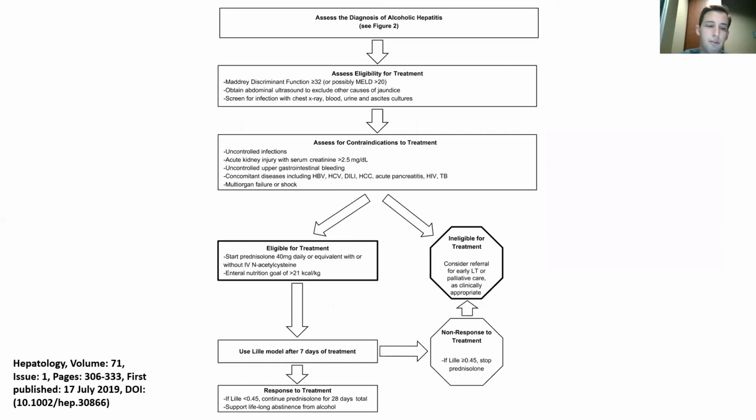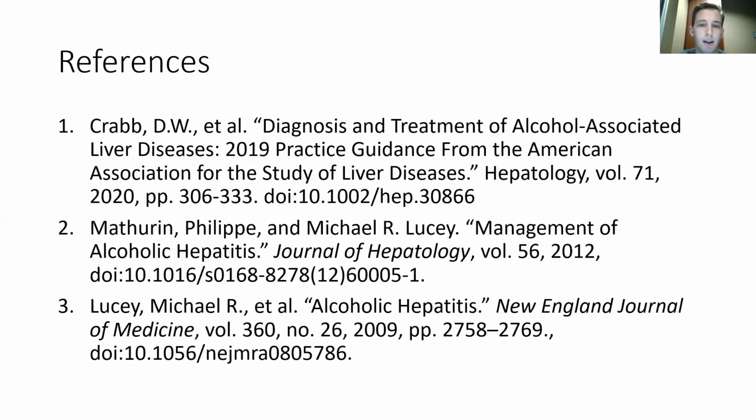If you ever want to look back at this, this is the American Association for the Study of Liver Diseases, I think. This is their algorithm for what you need to do and be thinking about when you see these patients. But if you're ever thinking about getting steroids in a patient like this, you should probably consult your hepatologist and have them start steroids. So, all right, that's a very quick rundown of hepatitis and alcohol-associated liver disease.